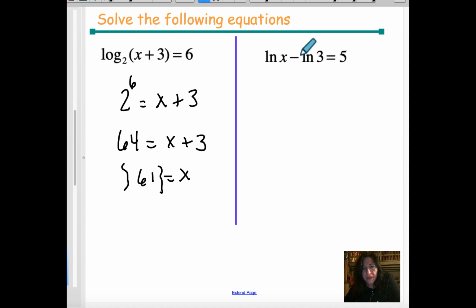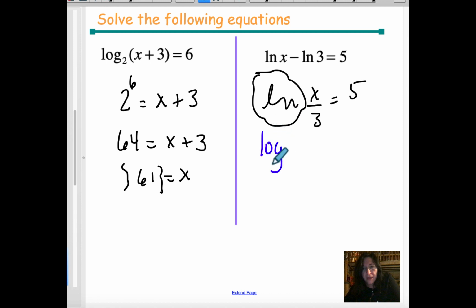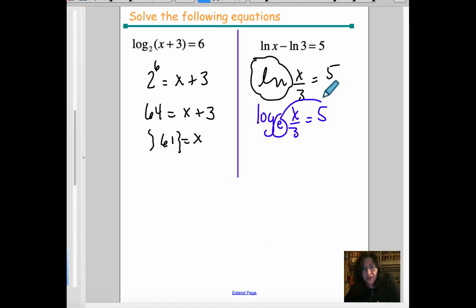ln and ln, we're going to combine those. We get ln of x over 3 equals 5. Now, I'm going to replace this ln because I can't go base to cross equal sign. So I'm going to replace that with log base e of x over 3 equals 5. And then I'm going to go base to cross the equal sign. So e to the 5th power equals x over 3. All I have to do is to get x by itself, isolate the x. So that means I need to multiply by 3 on both sides. So my answer is 3e to the 5th power.